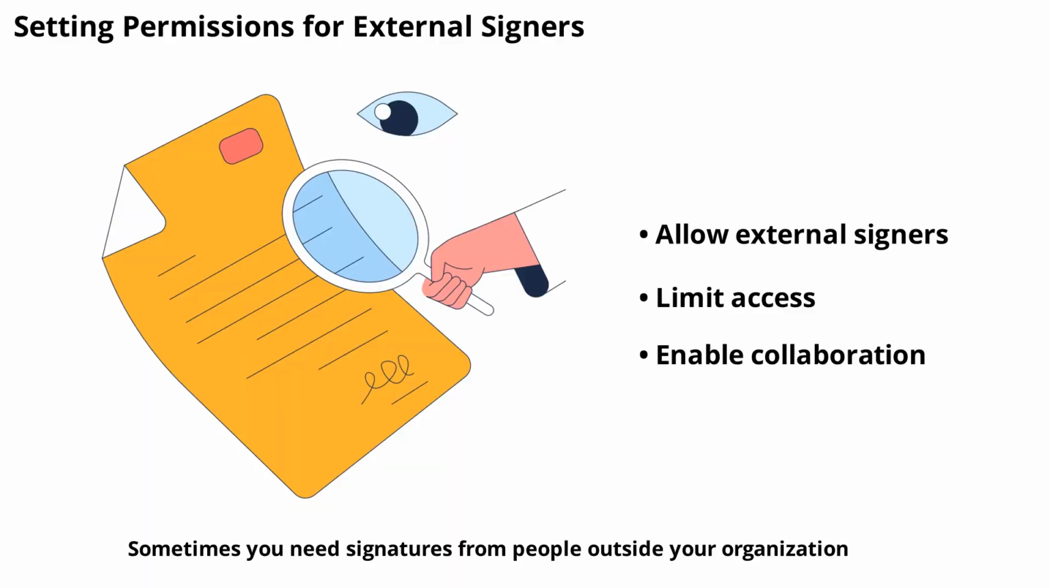Sometimes, you need signatures from people outside your organization. Set permissions to allow external signers limited access to only the documents they need. This keeps your internal data secure while enabling collaboration with clients or partners.